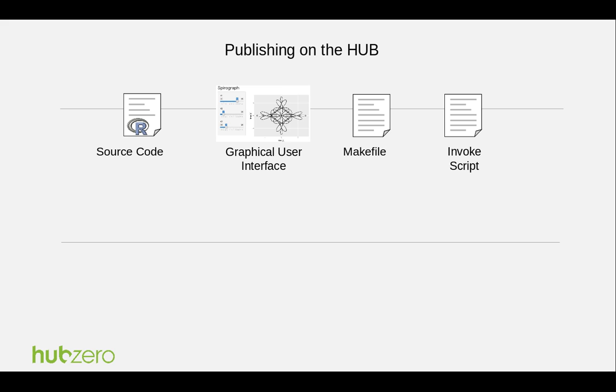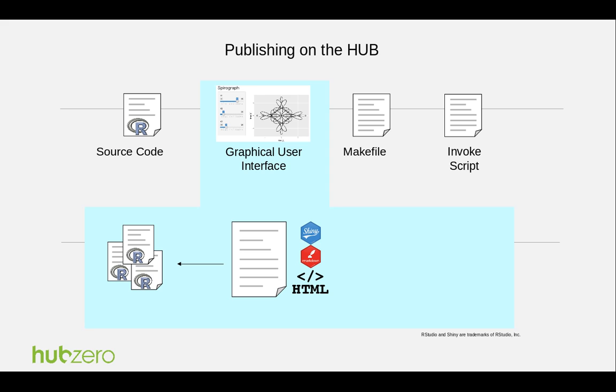If you're familiar with the tool contribution process for the Hub, then you know that we require four things in order to get your application published. And publishing Shiny and R Markdown applications is no different. First, we need the source code in a source code repository. Second, we need there to be a graphical user interface. And since these are web applications and web pages, the graphical user interface can be created using HTML and JavaScript.